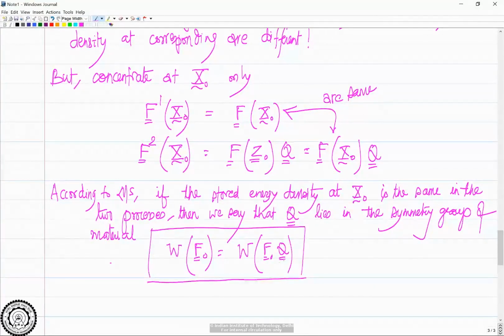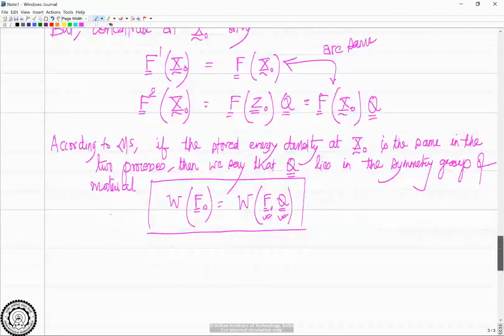And can you see that this Q is now coming to the right of F? In objectivity, the Q was coming to the left of F. And that was simply because you were applying Q later on. But here you are applying Q earlier. Therefore, Q comes to the right and F comes afterwards.